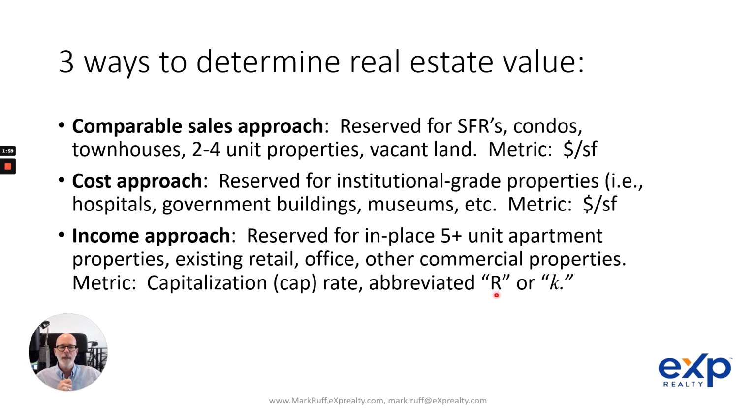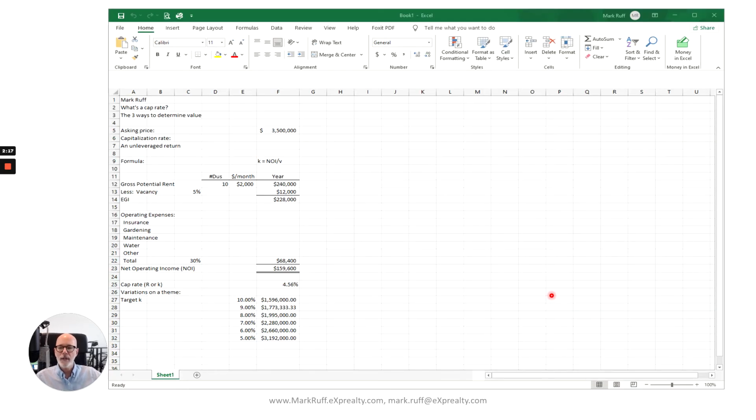It's typically abbreviated as a capital R or a small k. When I was in the USC Master of Real Estate Development program, you learned to use the small k to abbreviate the cap rate. And so that's what I'll use today. All right, let's continue. Let's take a look at a hypothetical example of a 10-unit apartment property that is on the market for $3.5 million. All right, so it's a very simple approach to a 10-unit apartment property, and I've recreated kind of a plain vanilla scenario to illustrate the concept of a cap rate.